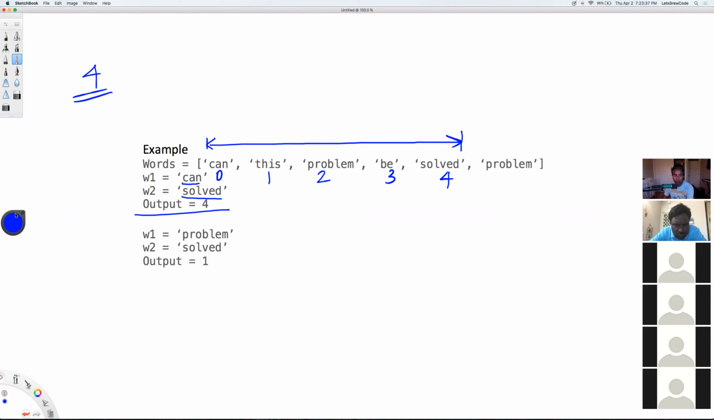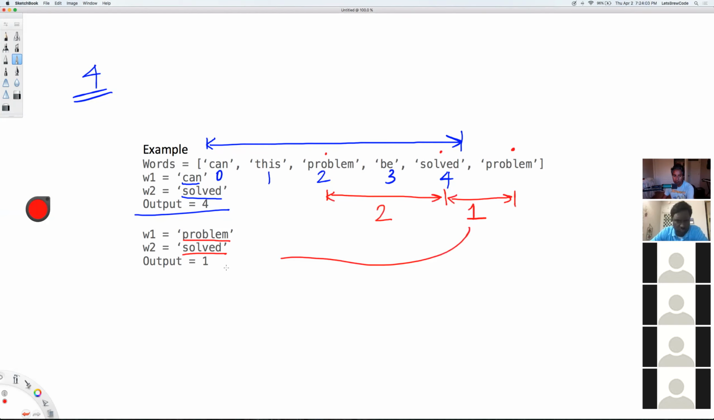For case number 2, you can say this is "problem" and this is "solved". So "problem" is present here, "solved" is present here, and then "problem" is also present here. So in this case, there is one distance here and then there is one distance here. This is 1 unit, this is 2 units. So you have to report this one as the answer.